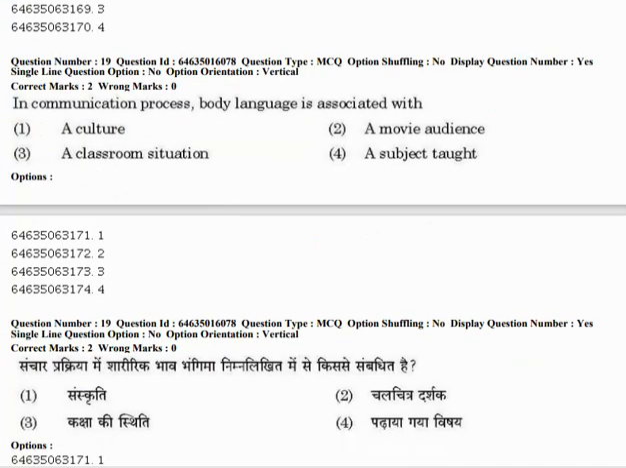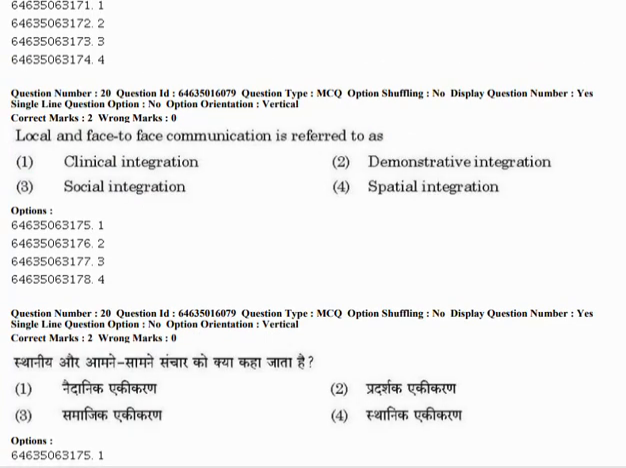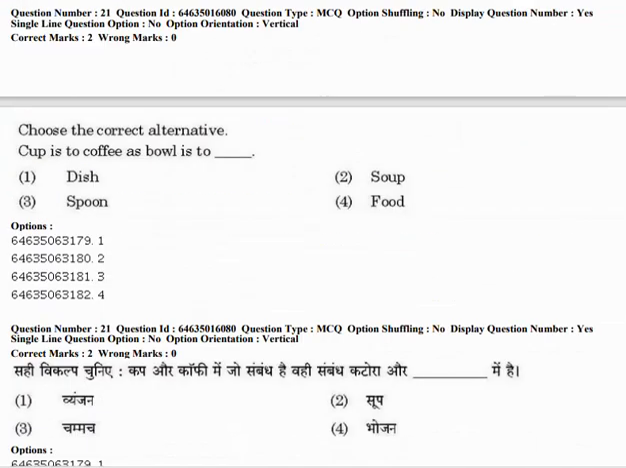In the communication process, body language is associated with culture, movie audience, classroom situation, and subject thought. It is culture. Local and face-to-face communication is referred to as clinical integration, demonstrative integration, social integration, spatial integration. Local and face-to-face communication is referred to as social integration. Here the answer is social integration.